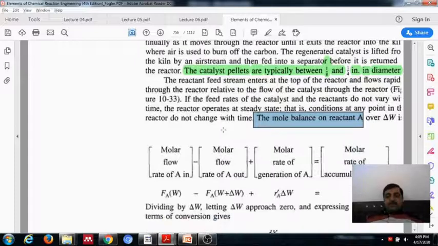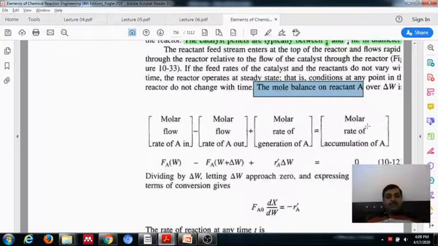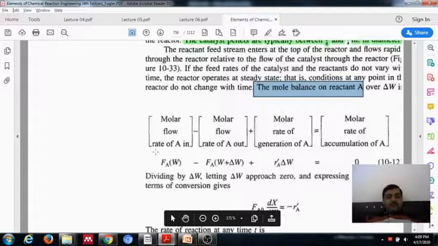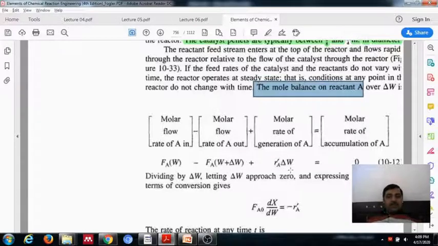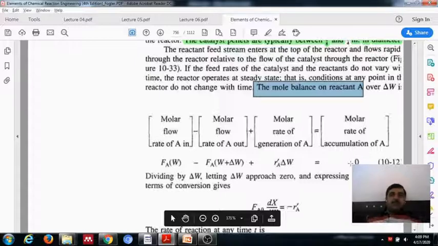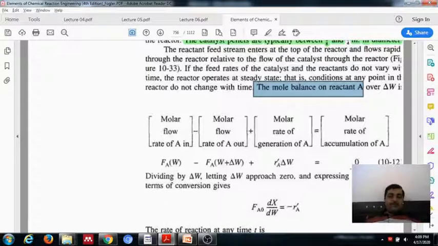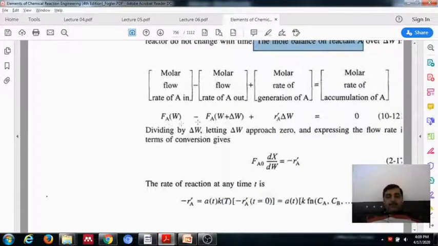So we write the mole balance of reactant over the catalyst. You have rate of flow of A in, minus rate of flow of A out, plus rate of generation by reaction, equal to accumulation. There is no accumulation, so it is 0. If I rearrange, this becomes dF_A/dW equals minus r_A. Now F_A is F_A0 times (1 minus X_A).